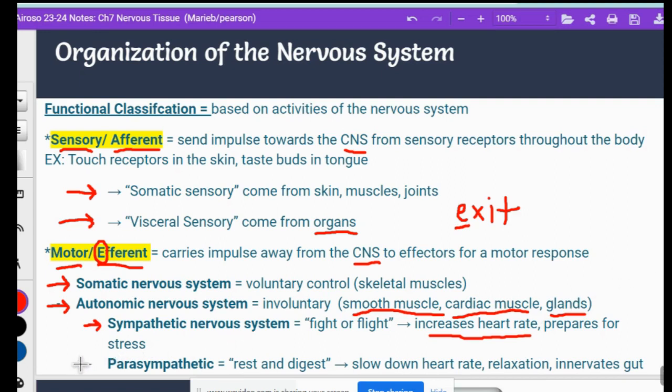And the opposite of that is the parasympathetic nervous system. And they call this rest and digest. That's where it slows down the heart rate, relaxation, slows down the breathing rate, and it innervates the gut or your gastrointestinal tract, because rest and digest, the digest is for when your parasympathetic nervous system is activated, that's where your food is being digested.